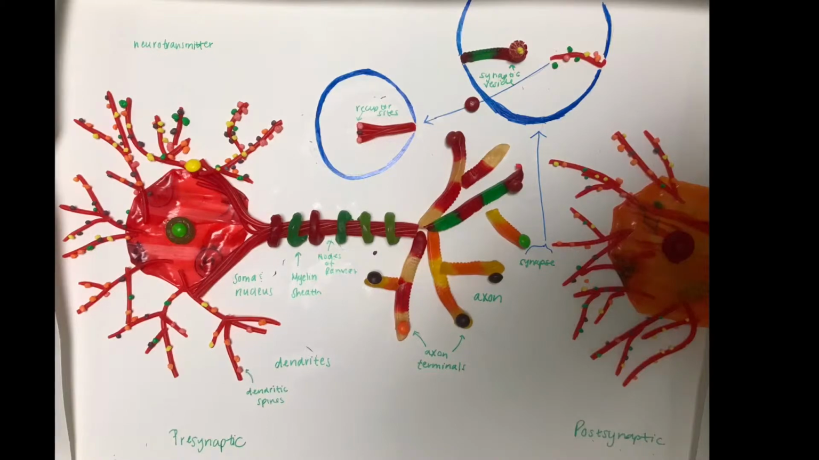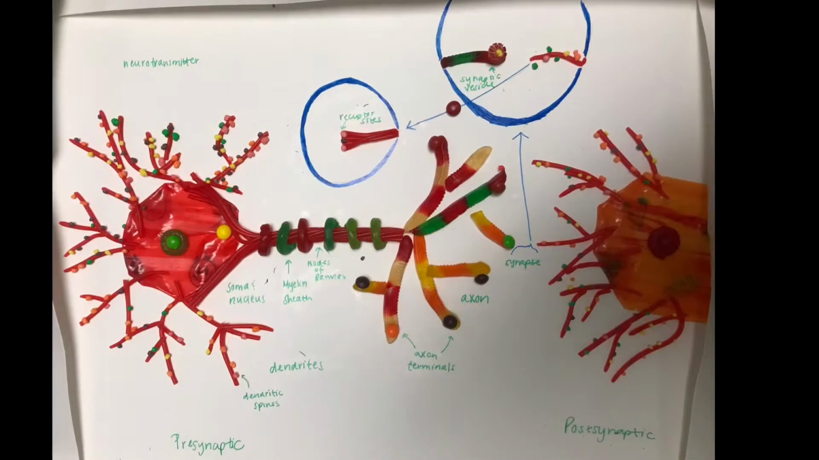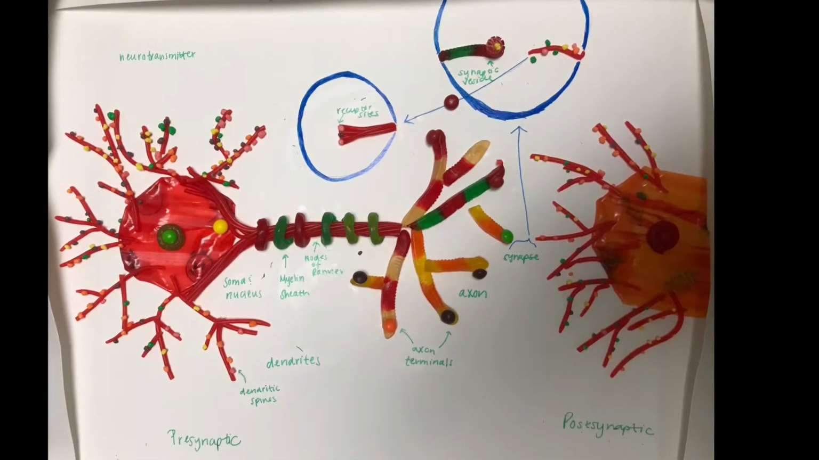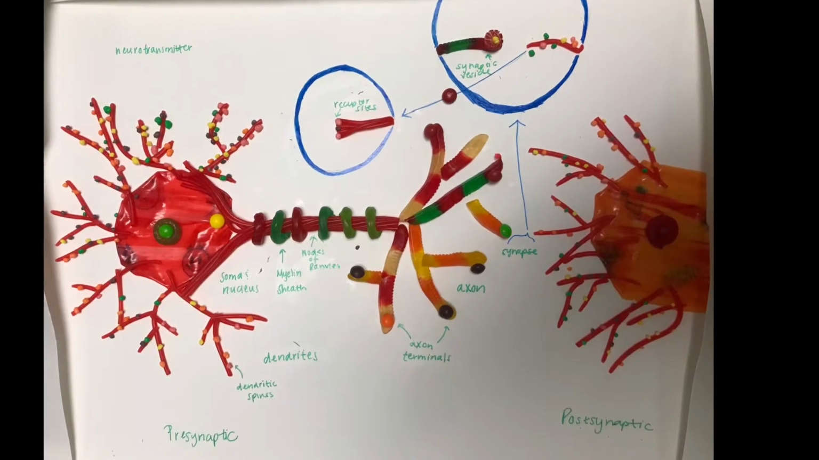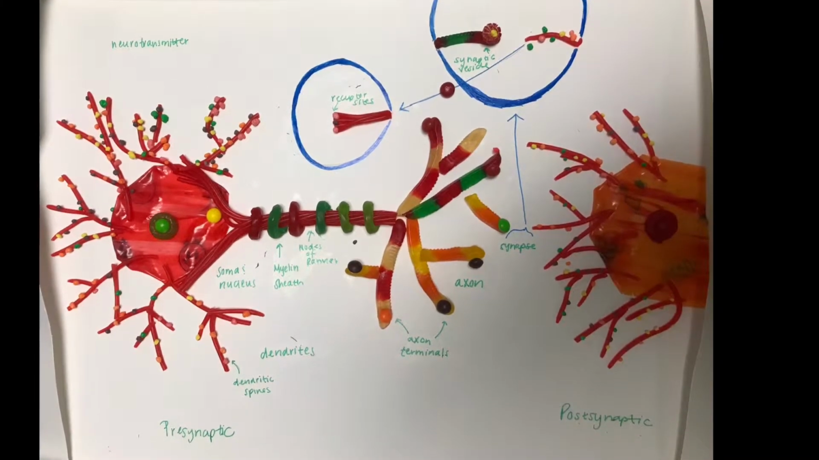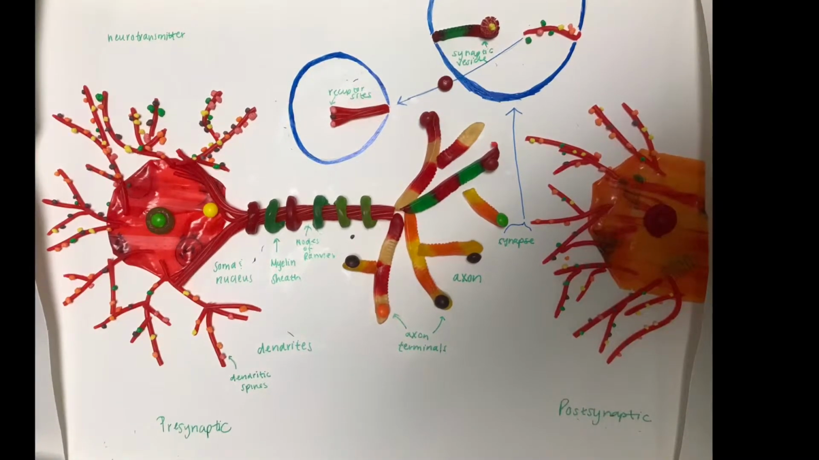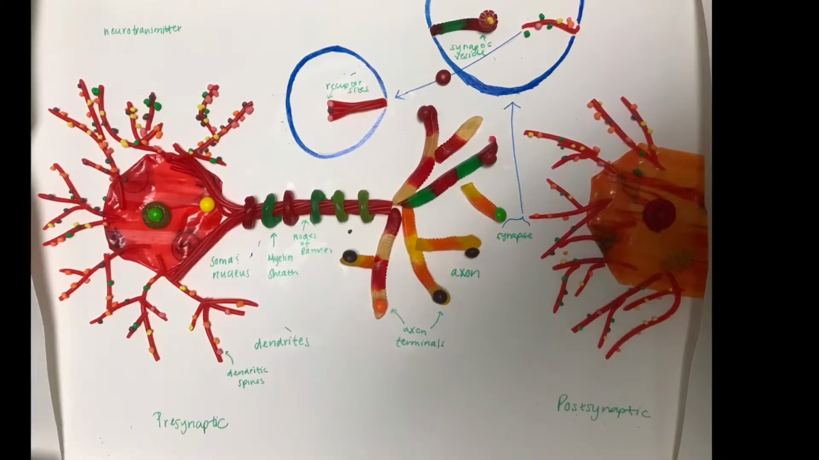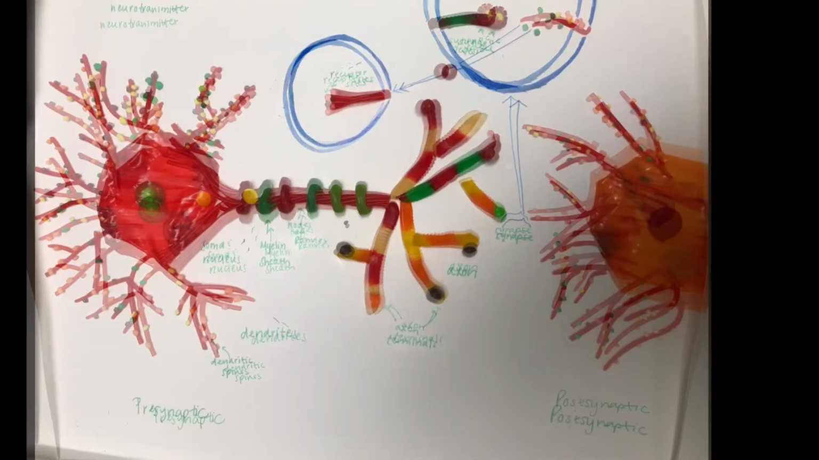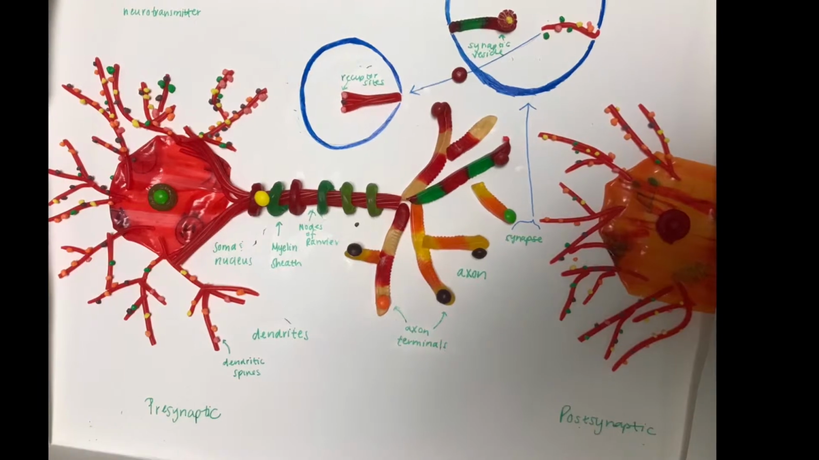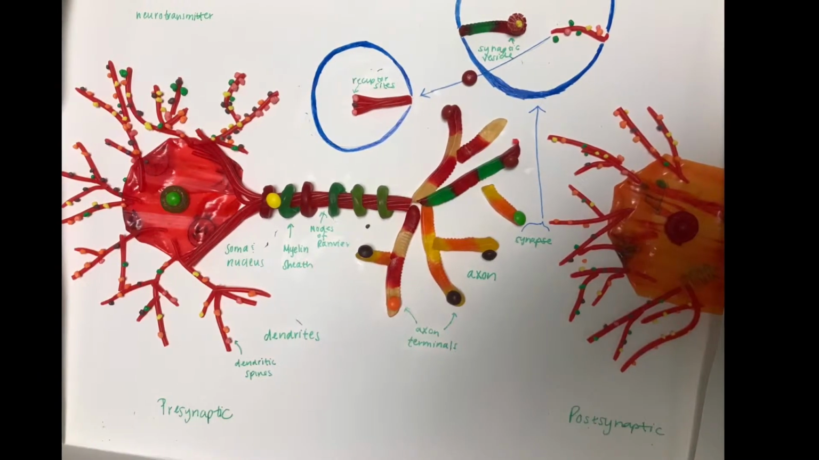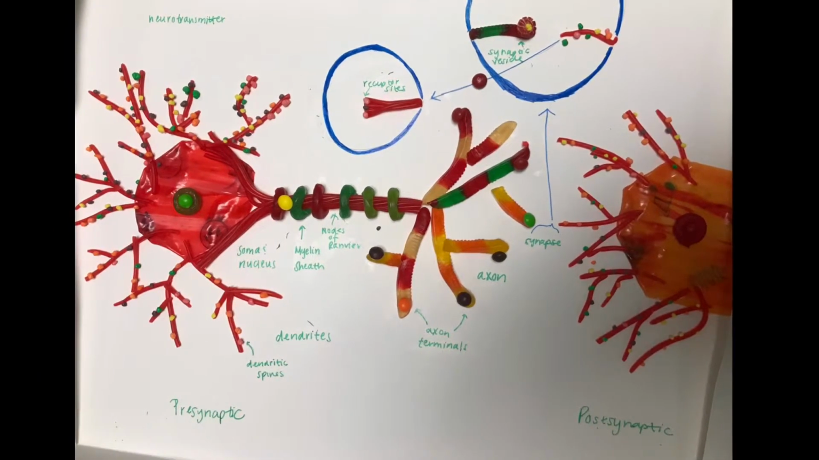represented by the Twizzlers. Next, it passes the soma, represented by the fruit roll-up. The soma includes the nucleus, which produces substances for growth and maintenance. The nucleus is shown as a lifesaver gummy with a skittle in the middle. It is sent to the axon, which carries the information through the myelin sheath, which protects and insulates the axon.